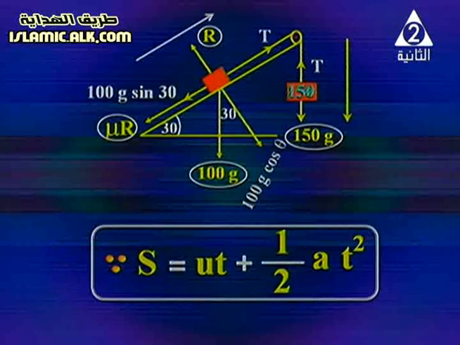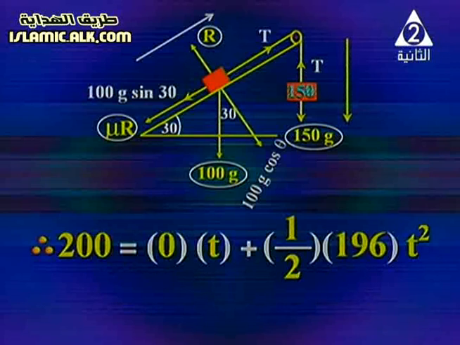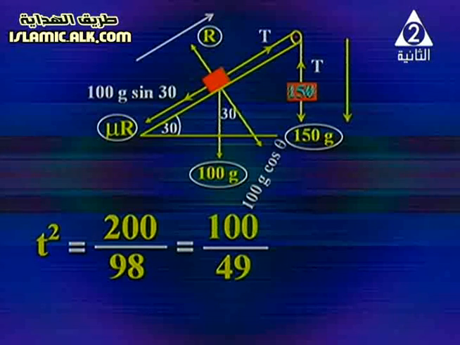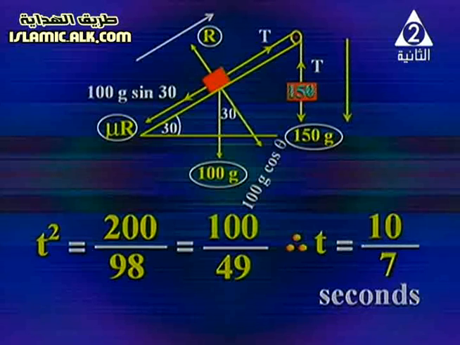After that, we use the second law of Newton, s equals initial velocity u t or v naught t plus half a t square. Distance is 200, initial velocity 0, acceleration 196. To find the value of t, then t square equals 200 over 98. After that, we find the value of t by using square root, equals 10 over 7 second.